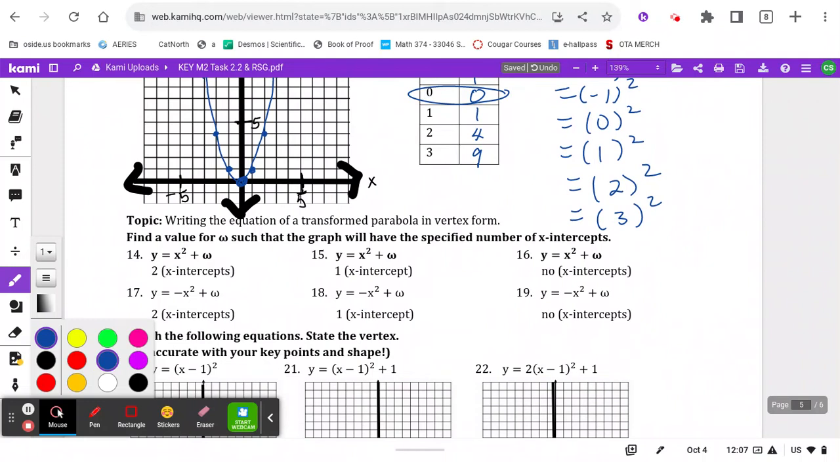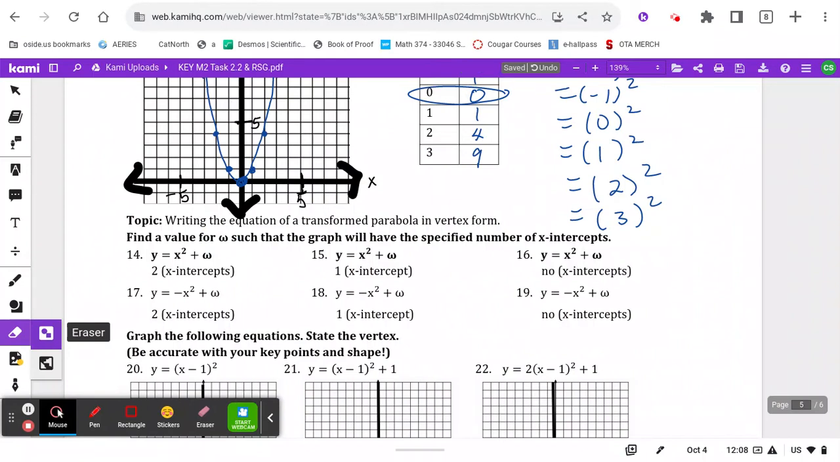Now they're asking us to then find a value for, that right there is a little Greek symbol. So if you're like, what the heck is that letter? It's basically like any other variable. We could call it variable w. But find a value for w such that the graph will have the specified number of x-intercepts.